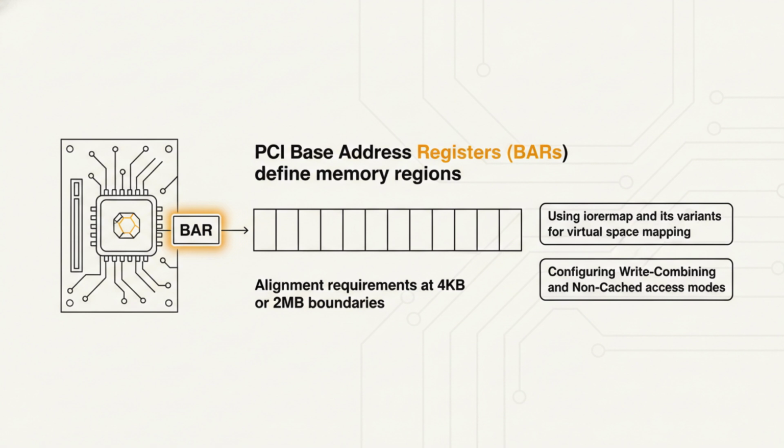However, for specific purpose memory, standard ioremap is often insufficient. We must consider write combining, non-cached access, or even architecture-specific attributes that govern how the CPU interacts with the memory controller. We are essentially creating a window through which the processor can see the specialized memory hardware. Understanding the alignment requirements, often at 4 KB or 2 MB boundaries, is critical for performance and preventing alignment faults. This slide focuses on the transition from a physical hardware register to a usable kernel space pointer.